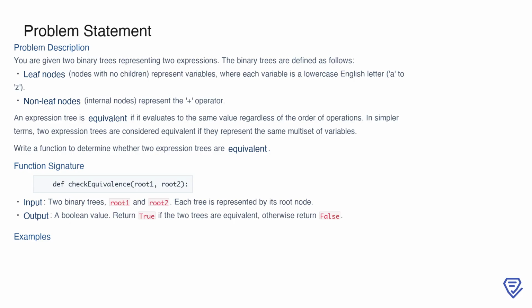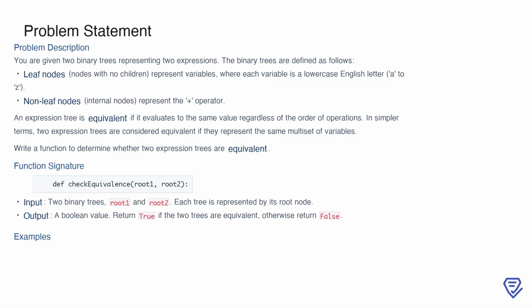equivalent. These trees are structured such that the leaf nodes, which have no children, represent variables. Each variable is a lowercase English letter, like a, b, or z. On the other hand, the non-leaf nodes, which are internal nodes, represent the plus operator. Now, for two expression trees to be considered equivalent, they must evaluate to the same value regardless of the order in which the operations are performed. Essentially, this means the trees are equivalent if they represent the same multiset of variables, regardless of structure.